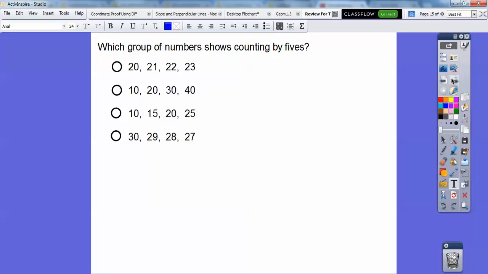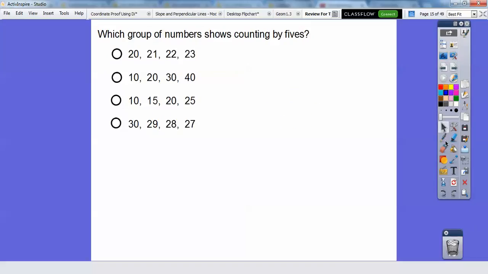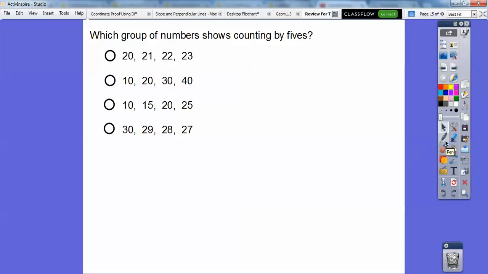All right, which group of numbers shows counting by 5s? Okay, 5, 10, 15, 20, 25, 30, 35, 40. Okay, so here 20, 21, 22, 23, this is counting by 1s. Here's 10, 20, 30, 40. This is counting by 10s. Here is 10, 15, 20, 25. Okay, these ones are going up by 5, so it's this one right here. This one is going down by 1, so that is actually subtracting 1 right here. So we'll talk more about subtracting later when we get later into our textbook. So we're going to go ahead and bubble in this one. That one is counting by 5s right there.